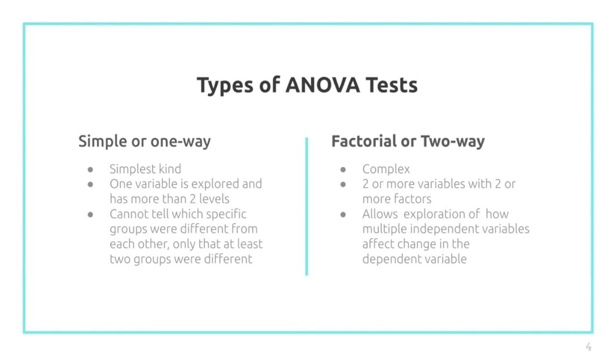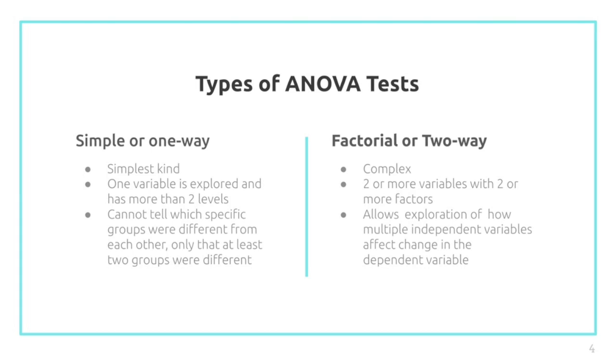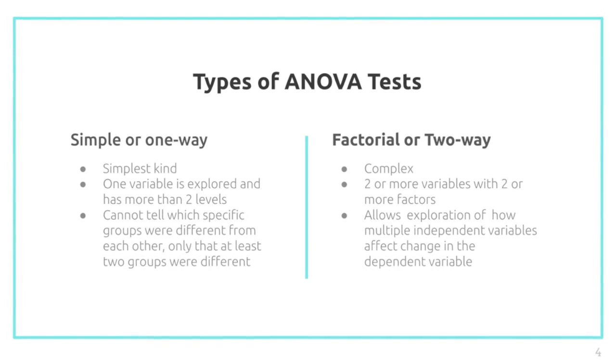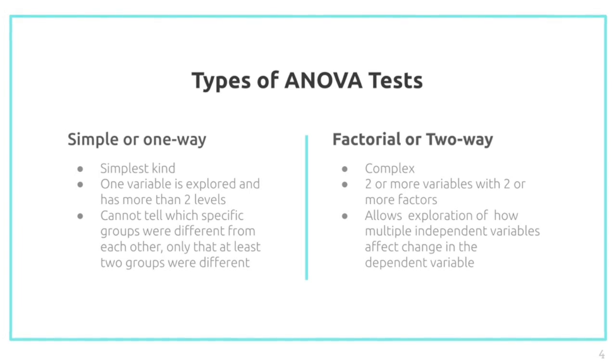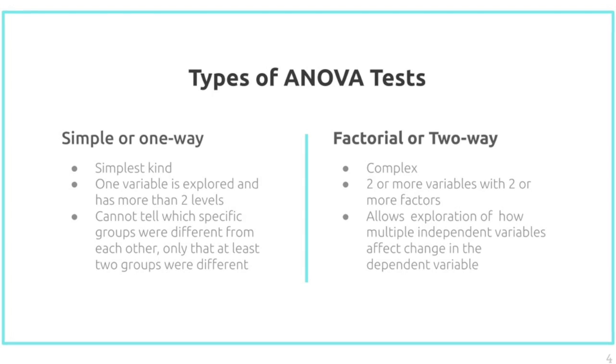There are two types of ANOVA tests. The simplest kind is a simple or one-way ANOVA. This is where one variable is explored and has two or more levels. With the one-way, you cannot tell which specific groups were different from each other, only that at least two groups were different. The other kind of ANOVA is a bit more complex.